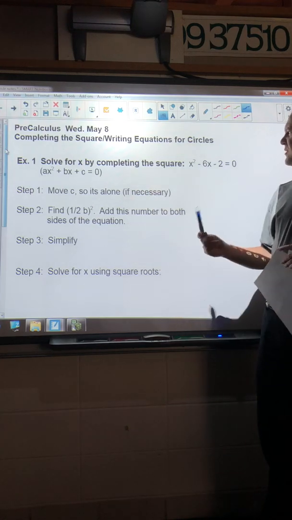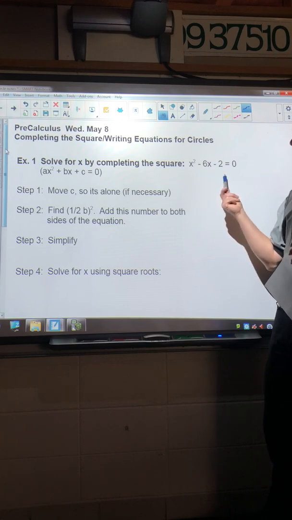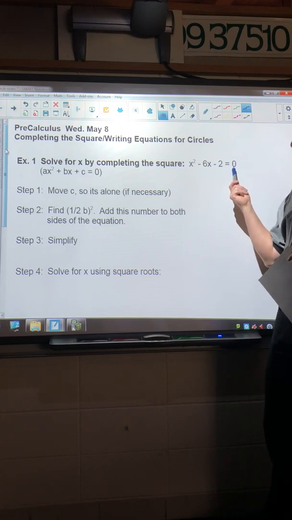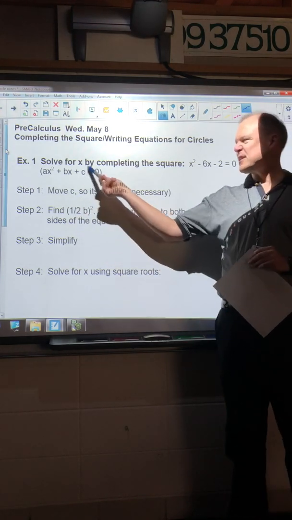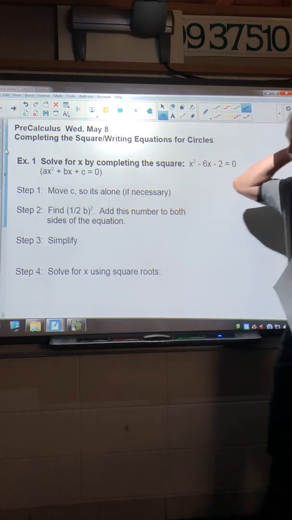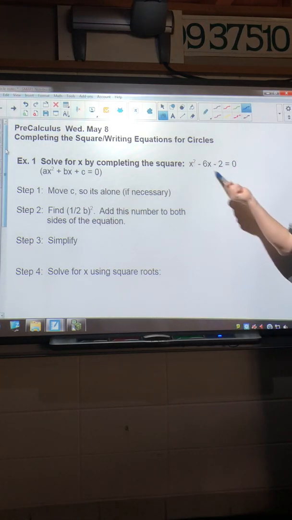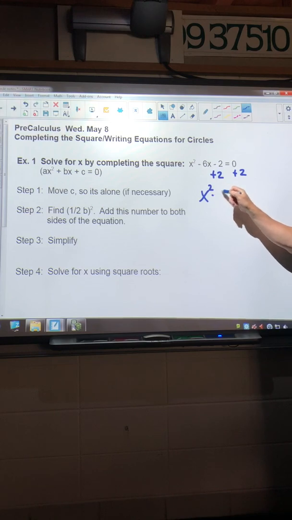I've got it broken down by steps here. So if you've got this quadratic equation set equal to 0, the first step is to move C. C is the constant at the end there. Move C so it's alone if necessary. So in this case, I want to move the -2. So add 2 to both sides. X squared minus 6x equals 2. That's step 1.